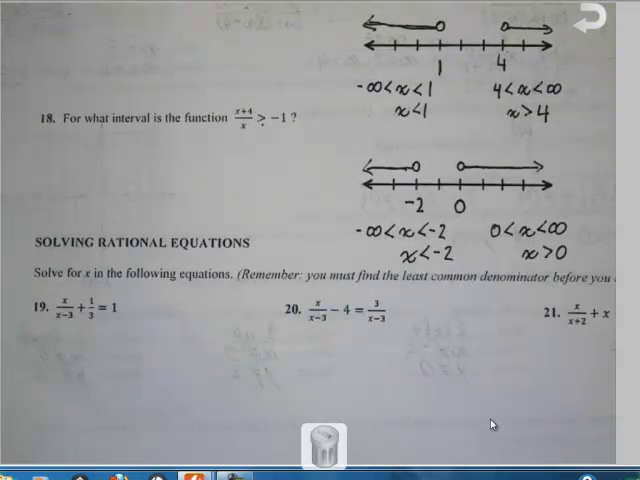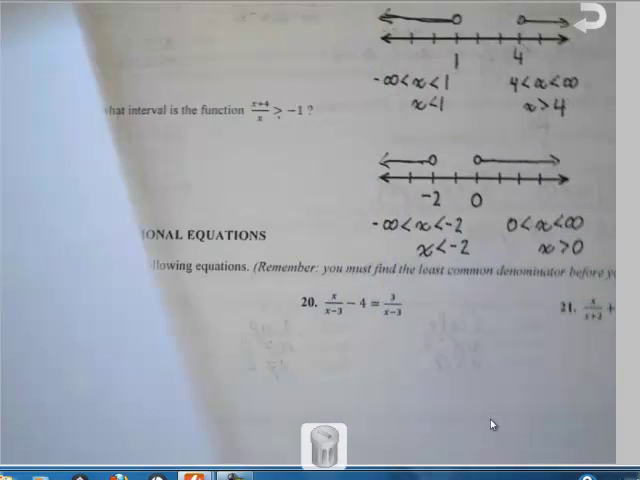Now, 19, 20, and 21 are a bit of a challenge insofar as the numbers are small, and so I am going to use separate sheets of paper, and I will just write them out in longhand. So, let's start with number 19.